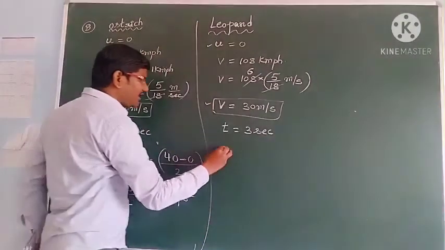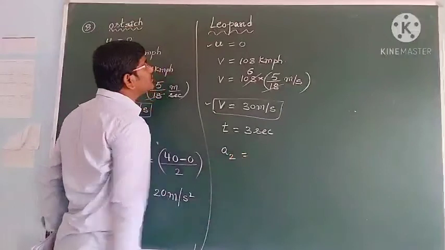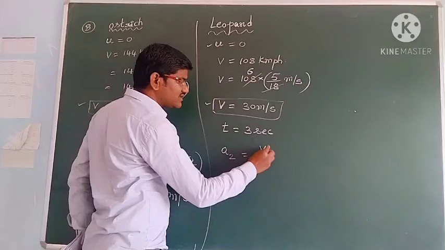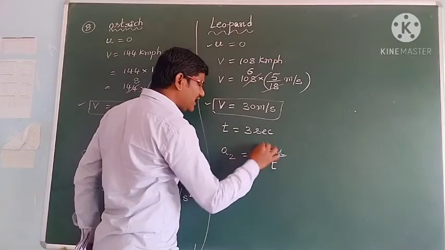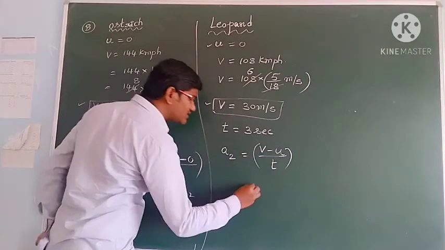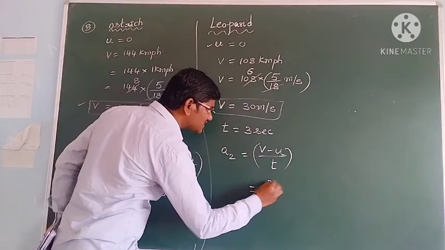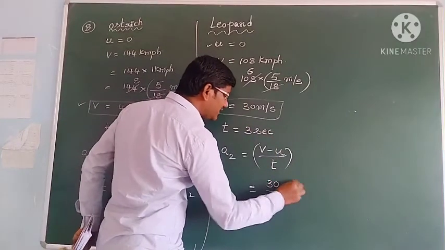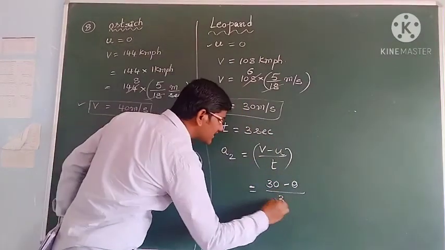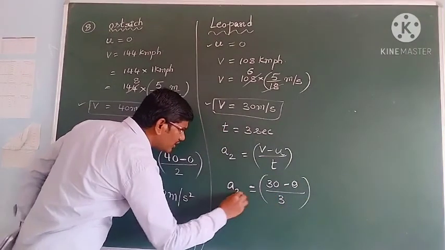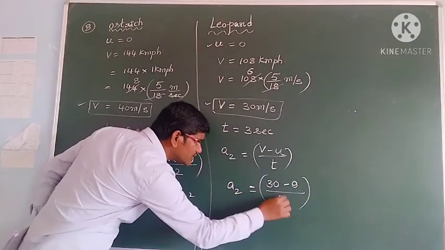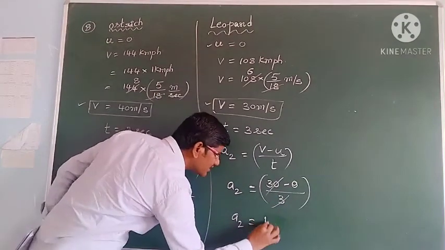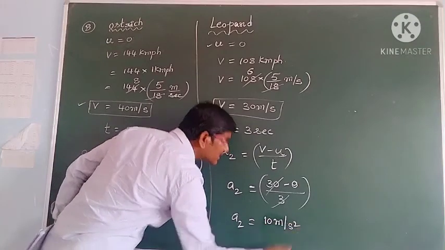And next, find the acceleration of the leopard, that is called A2. If you take it as A2, that is the change in velocity by the time taken. So final velocity is how much, students? Final velocity is 30 and initial velocity is how much? 0, by the time taken. How many seconds? 3 seconds. So this is called A2. Then A2 is equal to 30 by 3. The 3 tens get cancelled. So you get 10 meter per second square.